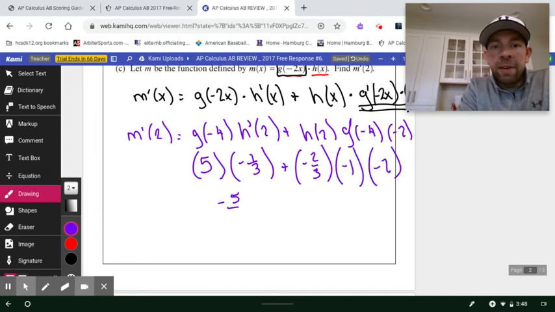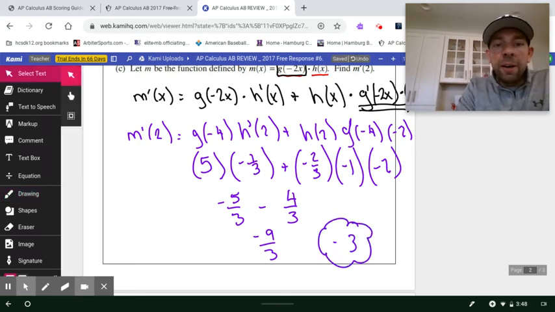So negative 2/3. G prime of negative 4 from that table is negative 1. Let's see, negative 5/3 minus 4/3 is going to make negative 9/3. Boom, negative 3. How about that? Final answer, negative 3. All right.